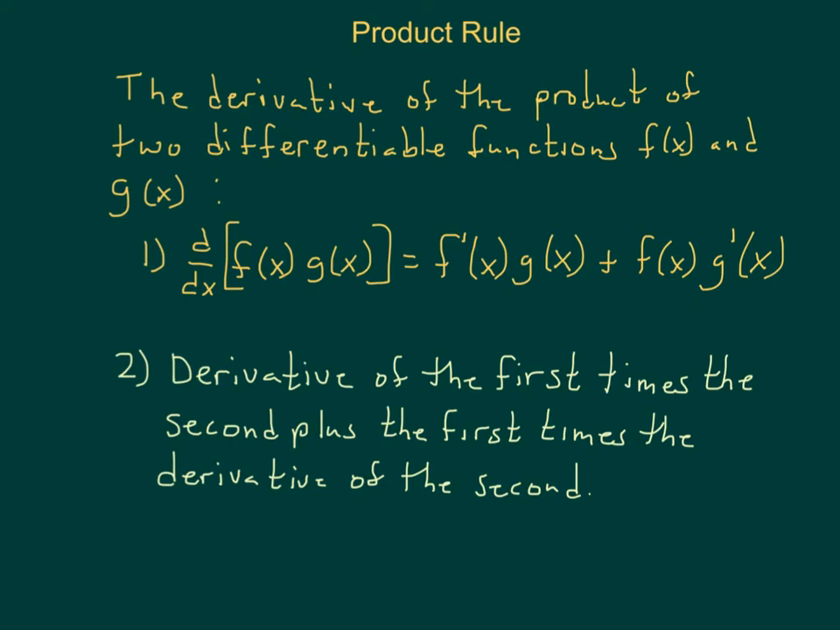Let's start out by taking a look at the product rule. The product rule is to find the derivative of the product of two differentiable functions, f of x and g of x. In symbols, the derivative of the product of f of x and g of x is going to be f prime of x times g of x plus f of x times g prime of x. Or in words, the derivative of the first times the second plus the first times the derivative of the second. Take some time right now to copy those words and the symbolic product rule down in your notes.